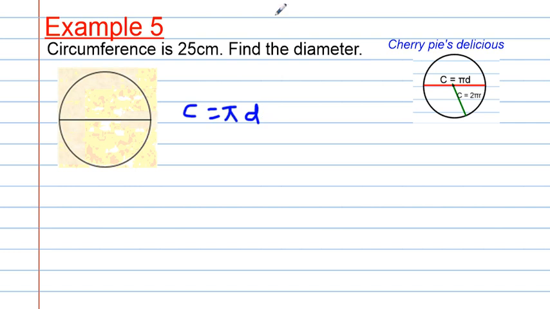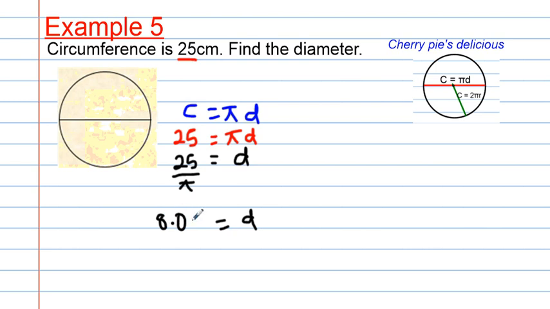All right. Now, the circumference is 25. So I'll substitute that. So 25 equals pi times diameter. Okay. Now I'm looking for the diameter. So I'm going to have diameter equals 25 divided by pi. If you press that into your calculator, so D equals 8.0 centimeters.